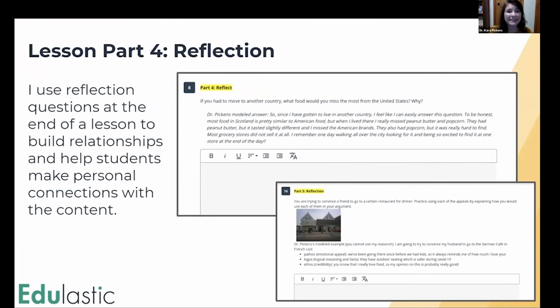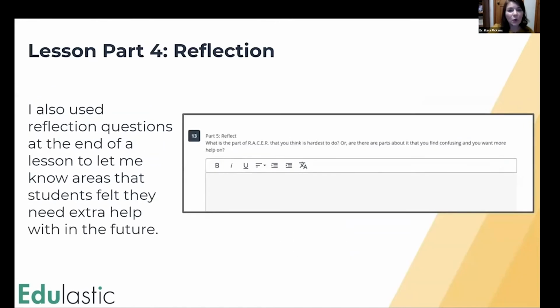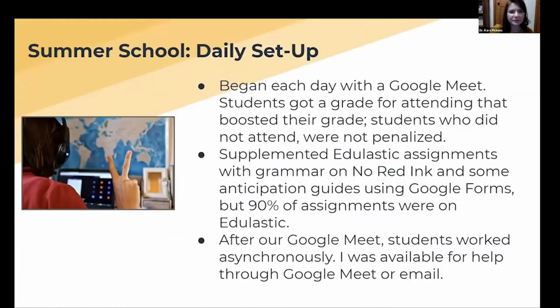The last part of the lesson was a place for students to reflect. Again, this was a way to build relationships, where students could either reflect on the passage or make personal connections to the text. Or I would ask them questions that allowed them to tell me what they needed help on for the future or what they were struggling with in the material. So it was a check-in with students to find out what I needed to be doing as a teacher to help them.